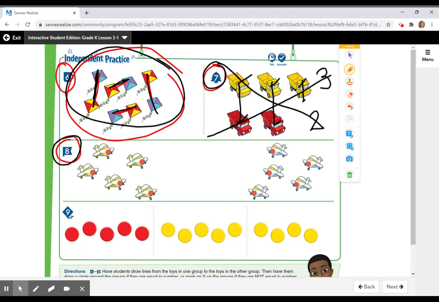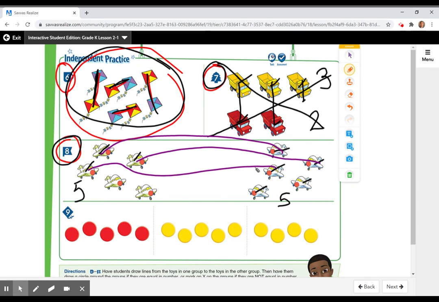Number 8, we have 1, 2, 3, 4, 5 airplanes on this side, and 1, 2, 3, 4, 5 airplanes on this side. So they should be the same, but I'm going to draw a line just to make sure. So this one's going to pair up with that. Then this one will pair up with this. And this one with this one. This with that. And then these two.